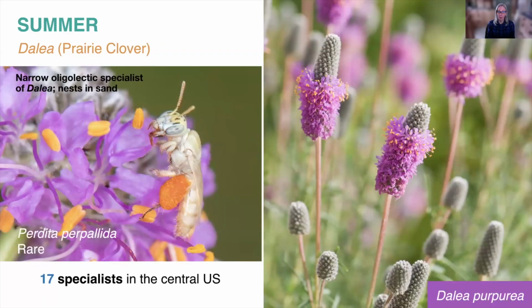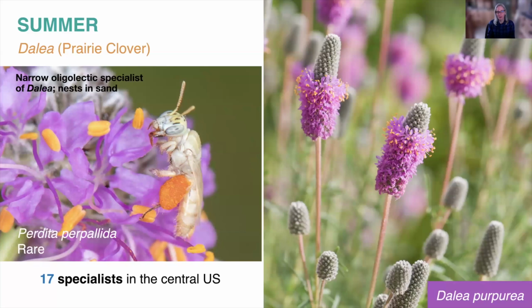All right, the purple prairie clovers. So these pea family plants typically have fairly rich, high quality pollen resources for both specialists and generalists. And the plants in the genus Dalea include a number of species, but many of these specialists can be found collecting pollen from the purple prairie clover or the Dalea purpurea. This is one of the 17 species in the central US. Perdita purpurita, it's a fairy bee as well.